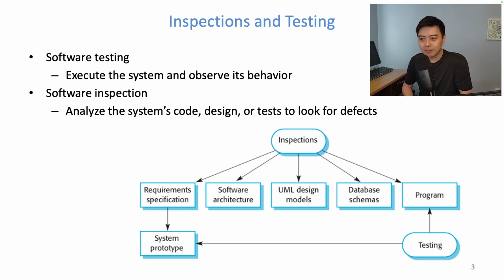The good thing about inspections is that we're inspecting every aspect of our software development, whereas testing can only cover certain parts that pertain to code. So our program can be tested. Maybe system prototypes that we build in the very beginning to answer specific questions that we might have can be tested. But other than that, inspections can fill in the gaps, from the requirements all the way down to the programs.